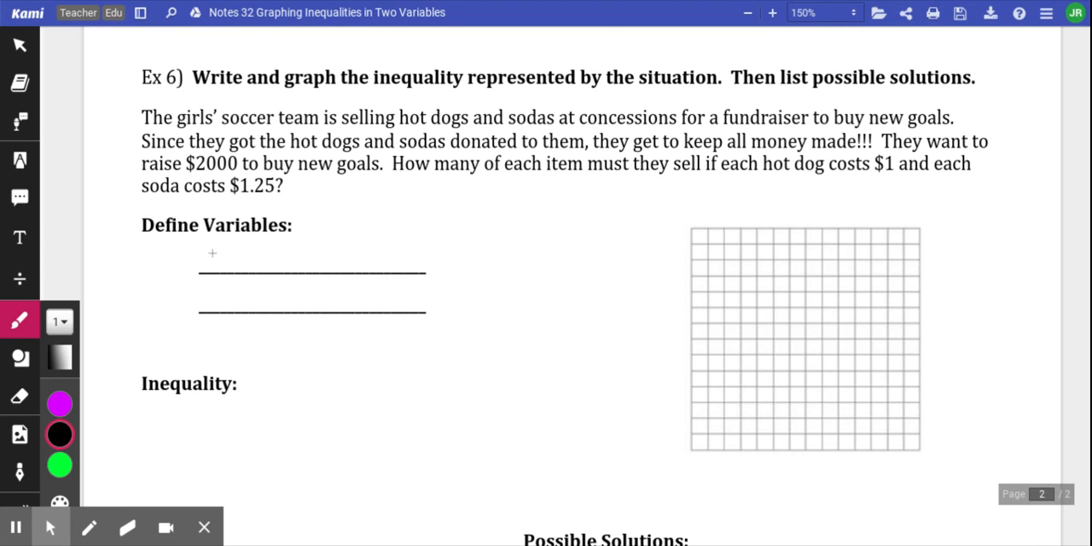So for my variables, I have two variables because there are two items that they are selling, and those two items are hot dogs and sodas. X is going to represent the number of hot dogs. I could have made that Y, it does not matter. I'm using X and Y because I know I'm going to graph it, so I want to have an X axis and a Y axis.